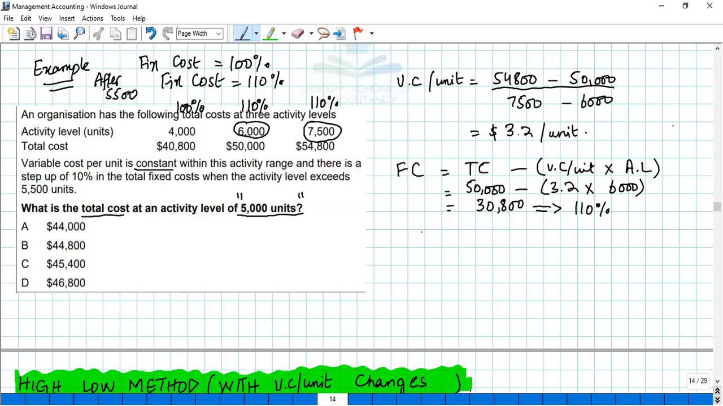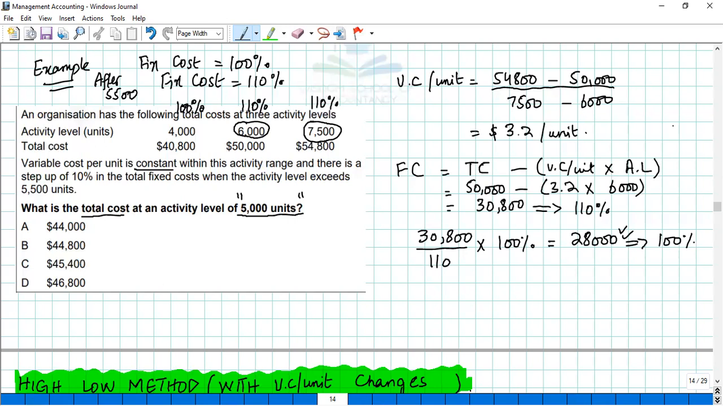It's very simple. The 30,800 cost included the step up element. It was equal to 110%. So I will divide it by 110, because I need the fixed cost without step up, or in other words, the 100% fixed cost. So it will give me 28,000. So this is my fixed cost without step up. This is equal to the 100%. Now these are the adjustments that you need to be aware of.